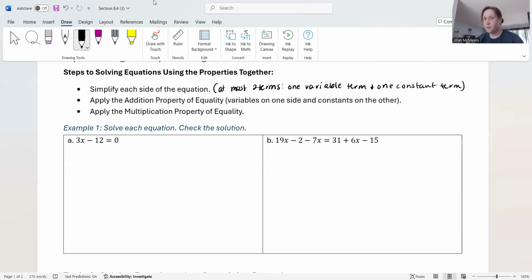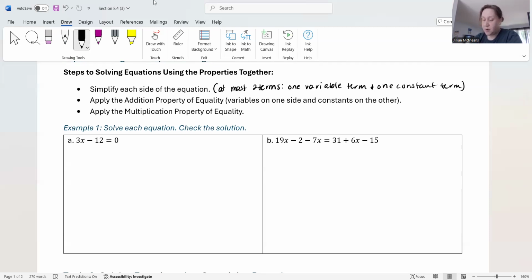The first example I gave you is just a really basic two-step equation. We're not going to have to simplify on the left or the right. In part B, we will. For example one, it says solve each equation, and this one does say check your solution. Depending on the directions, we'll check some solutions and not others. Even if the directions say check them, just know that you always can check them, but for the sake of time and the length of the video, we may or may not check every single solution.